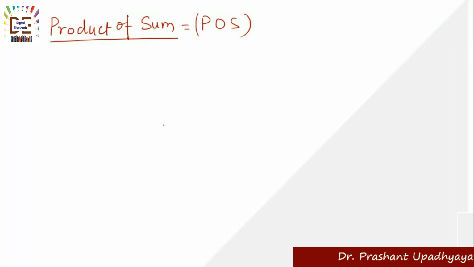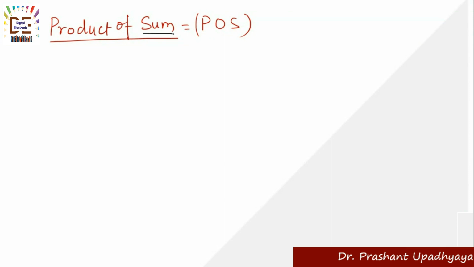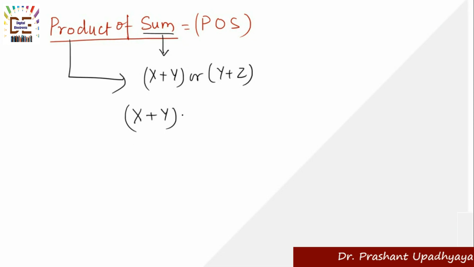Let's say I can write the expression like this. First, I have to write a sum. Sum means it can be x plus y or y plus z. This is the sum. Do you agree? If I do the product of these, I can write it as (x plus y) dot (y plus z). So the expression x plus y and y plus z are sums, and you are doing the product of sums.